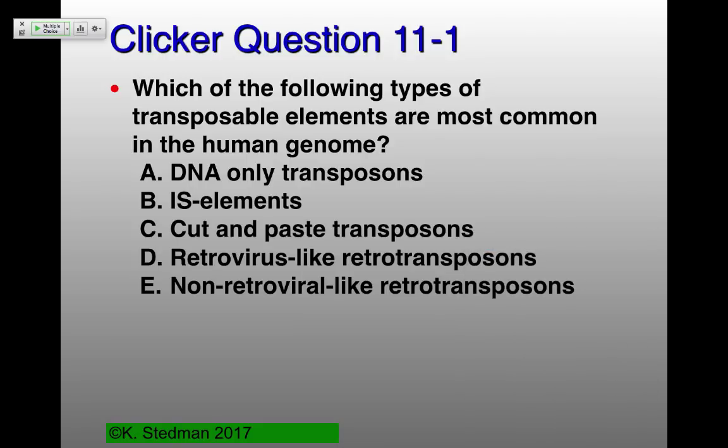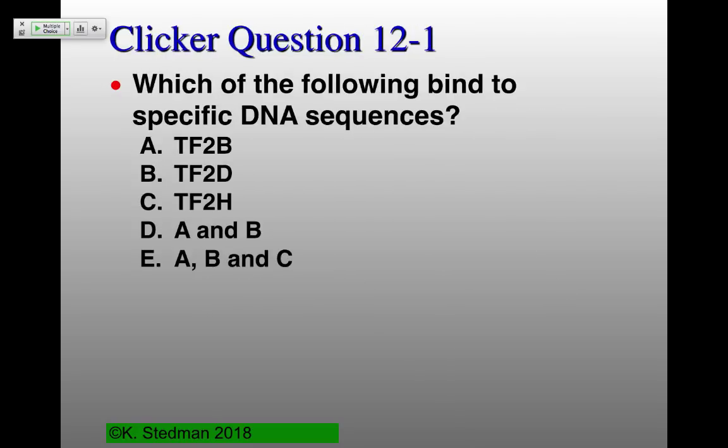Okay, so now everybody remembers everything from Dr. Bartlett's lecture, right? Good. So you can answer a clicker question on that, too. Which of the following bind to specific DNA sequences? TF2B, TF2D, TF2H, or Stedman's favorites, A and B, or A, B, and C? And don't tell me he didn't talk to you about these things.